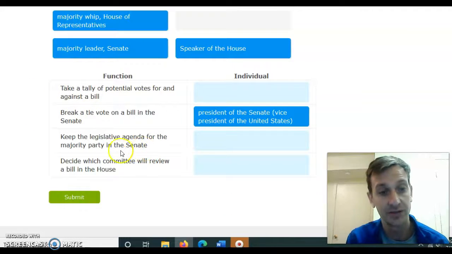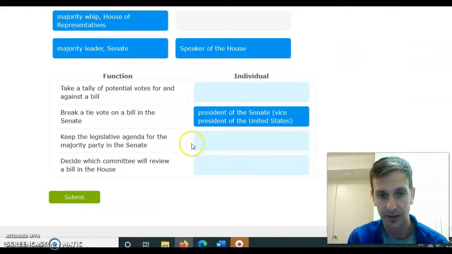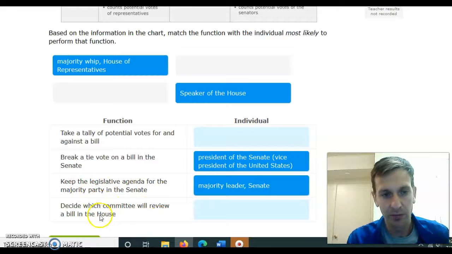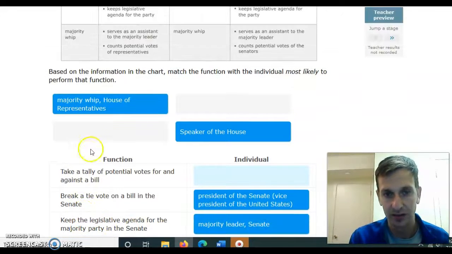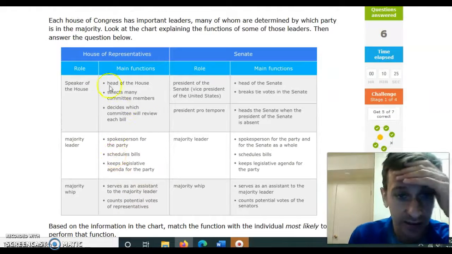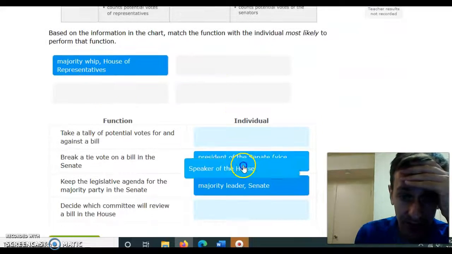Keeps the legislative agenda for the majority party in the Senate. All right, Senate, majority party. Keeps legislative. So we're in the Senate. Keeps legislative agenda for the party, the majority leader. So the majority leader in the Senate. Decides which committee will review a bill in the House. So it's one of the 2, right? So Speaker of the House decides which committee will review each bill. We're skimming. We're just finding those keywords. Committee. Review each bill. Speaker of the House.